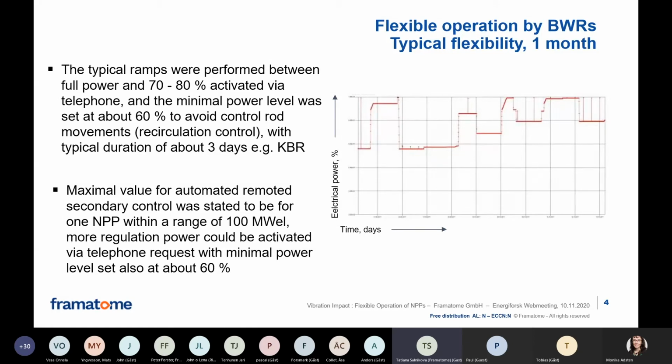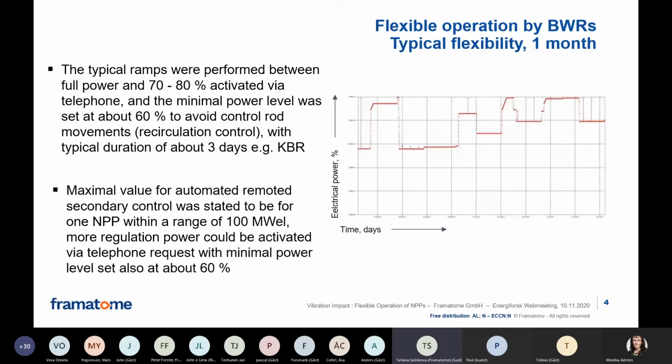The most typical type of flex operation is going from 100 to 70, 80%. Sometimes, if it's needed, they go to 60%. As was said by Paul before, they're trying not to use the control rods, so they want to stay in recirculation mode. And the durations, if you analyze years of flex operation, the typical duration is from 1 to 3 days. Sometimes it's longer, but it's only single events.